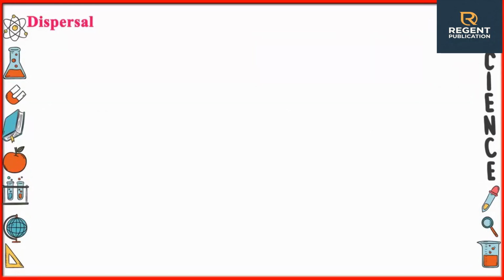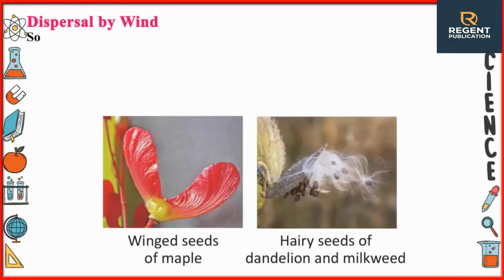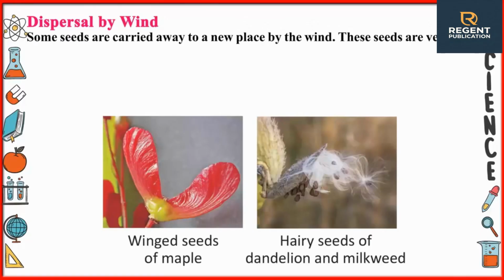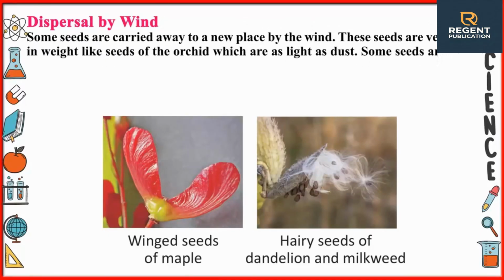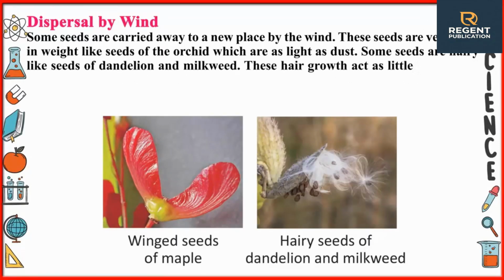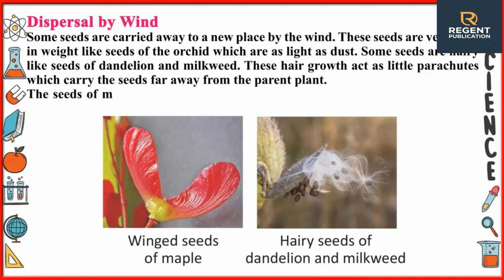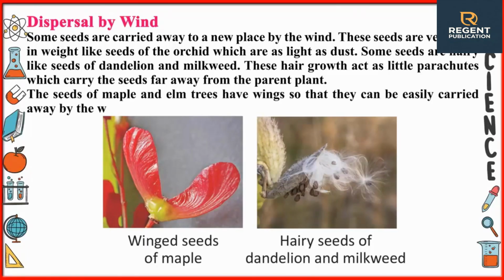Dispersal by wind. Some seeds are carried away to a new place by the wind. These seeds are very light in weight, like seeds of the orchid, which are as light as dust. Some seeds are hairy, like seeds of dandelion and milkweed. These hair growths act as little parachutes which carry the seeds far away from the parent plant. The seeds of maple and elm trees have wings so that they can be easily carried away by the wind.